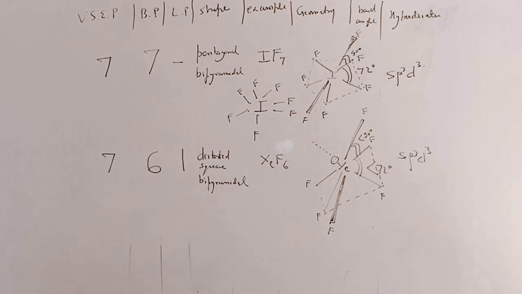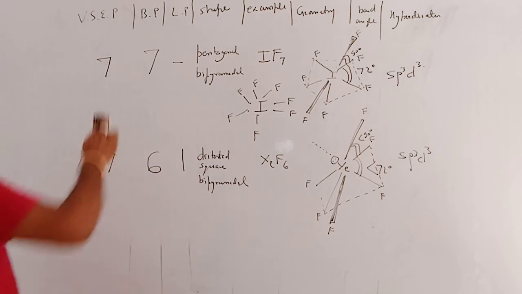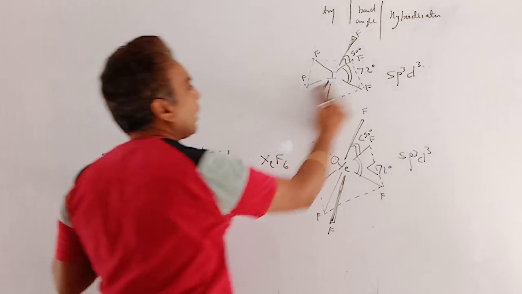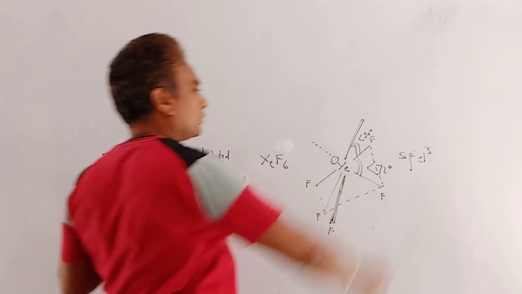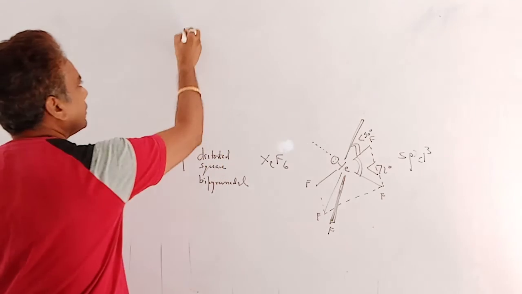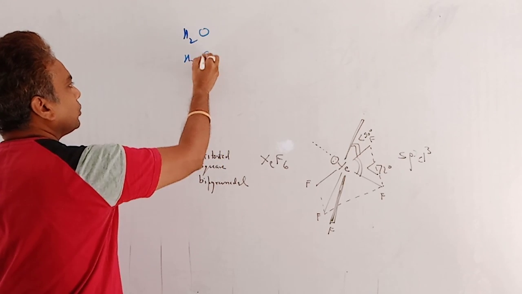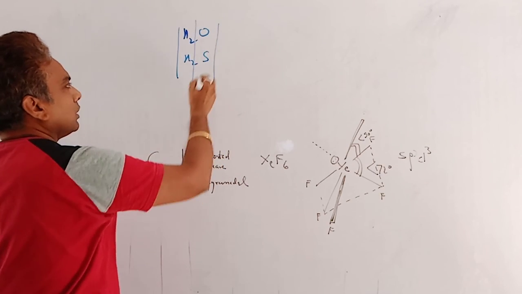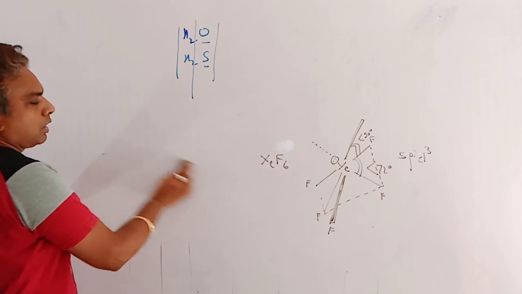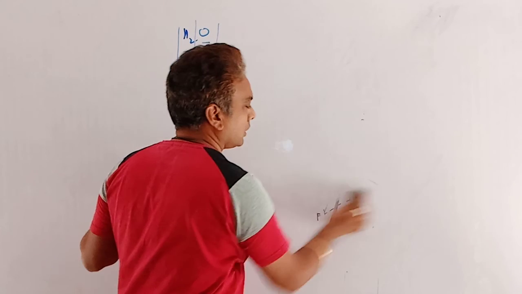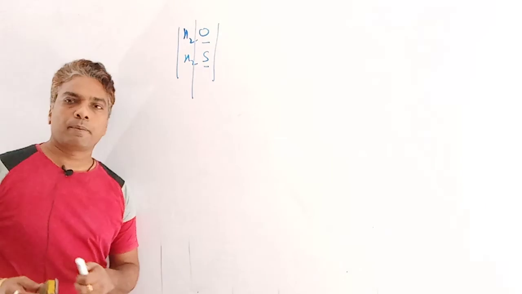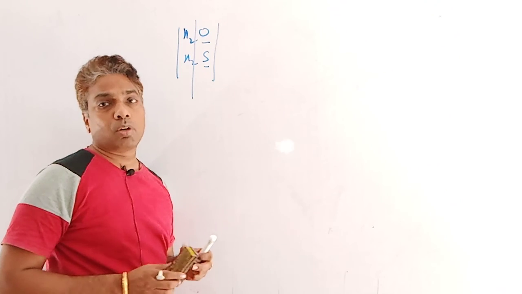One more point. On moving down in the group, the bond angle gradually decreases. Suppose we compare H2O as well as H2S, so in the periodic table sulfur is downward as compared to oxygen. So the bond angle in H2S is less than in H2O. Why? Due to weak bond pair repulsion.